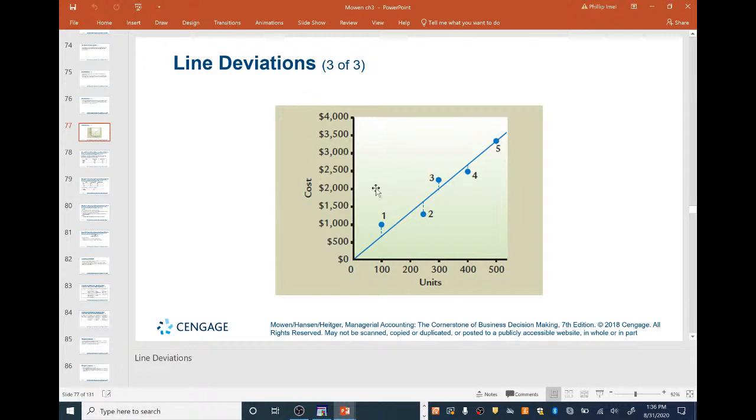So this pretty much is just a visual of what a line deviation is going to look like. So this is what's going to be predicted, and this is going to be the actual outcome. The difference between this plot and the line is known as a variance, okay? And the objective is to reduce these variances by as much as possible, okay?